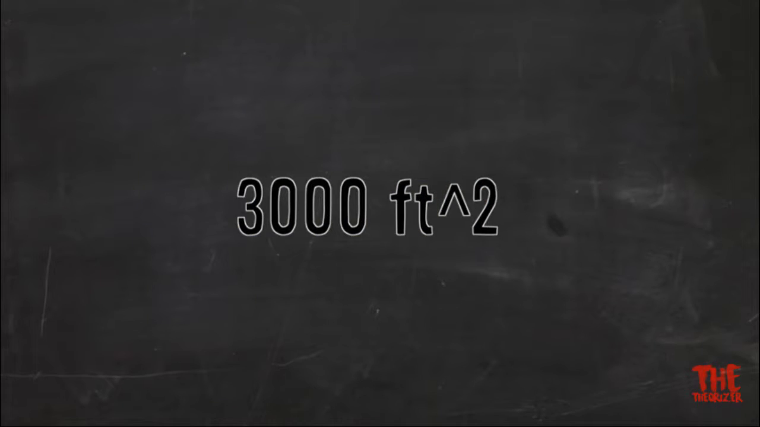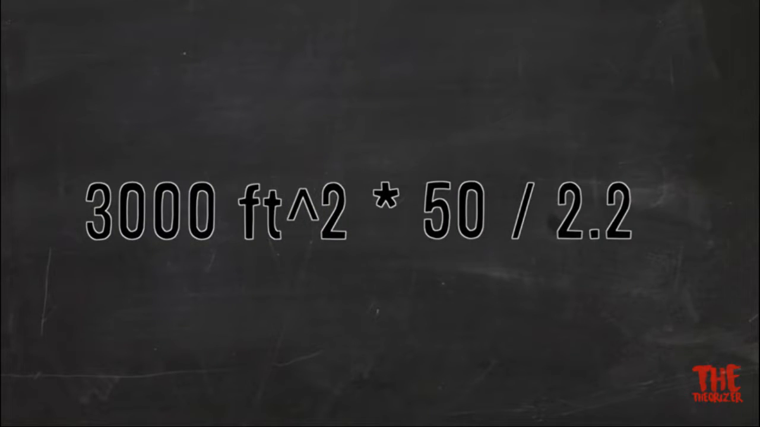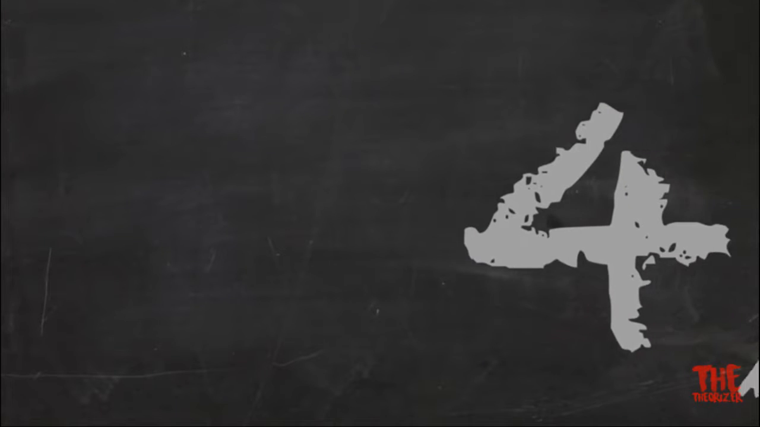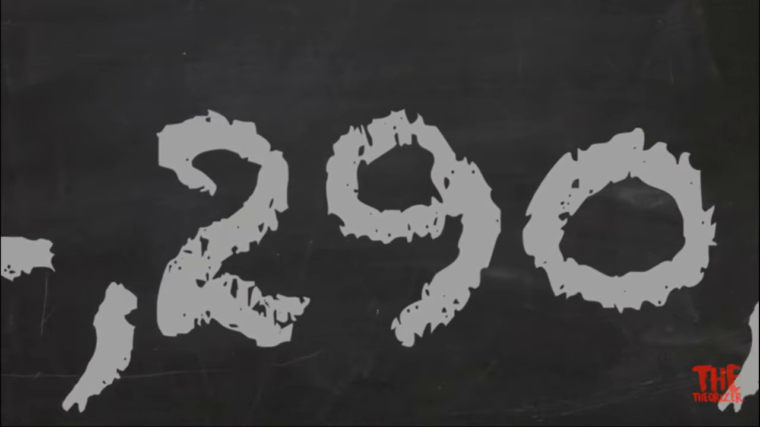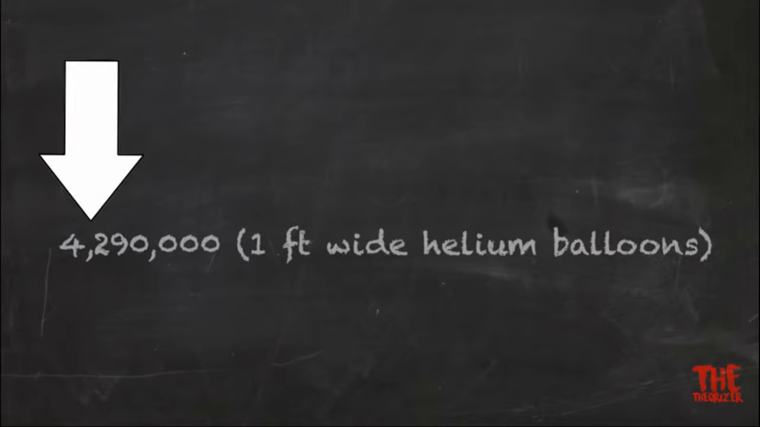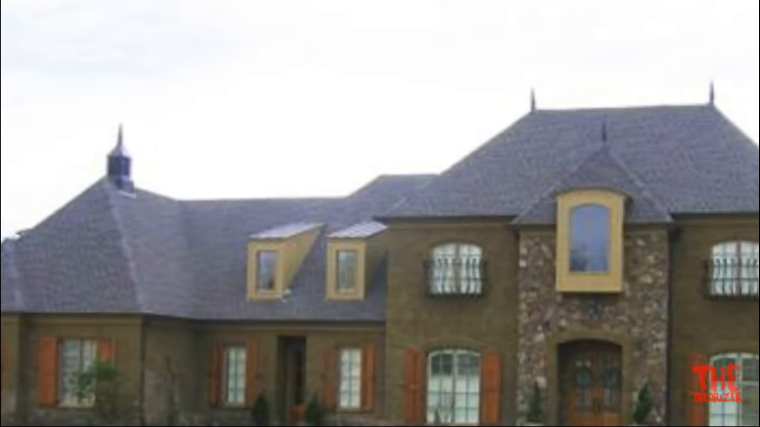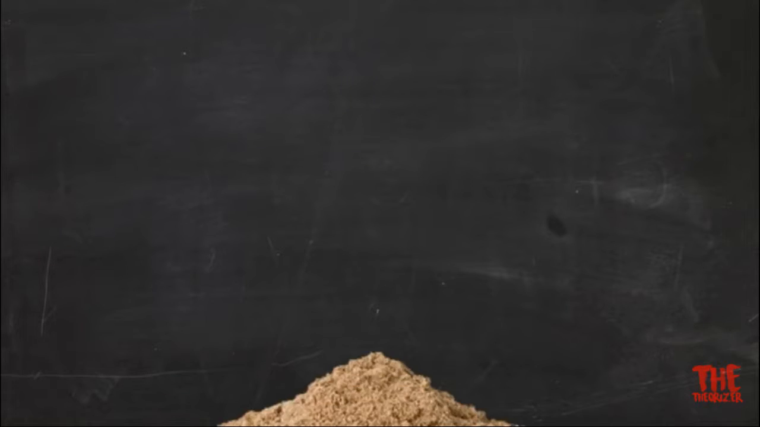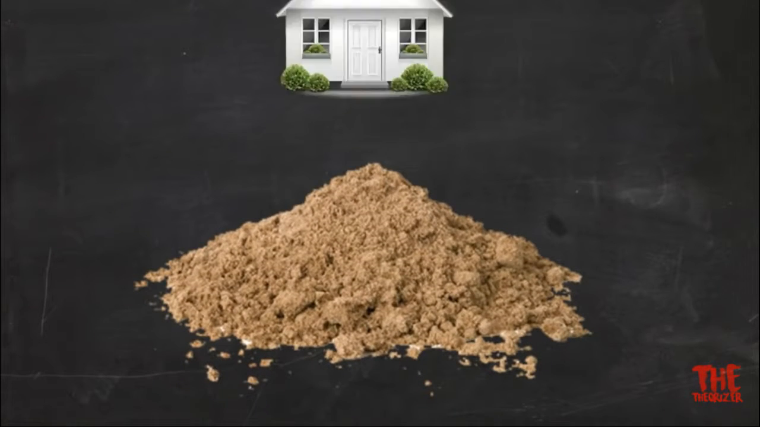Square feet. Multiply it by 50, convert to kilograms, divide by our constant, and that turns out to be 4,290,000 1-foot wide helium balloons. 4.29 million balloons will lift a large estate off the ground. But really, this is only if the house is just sitting there.